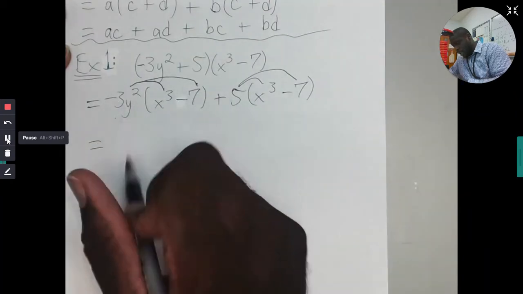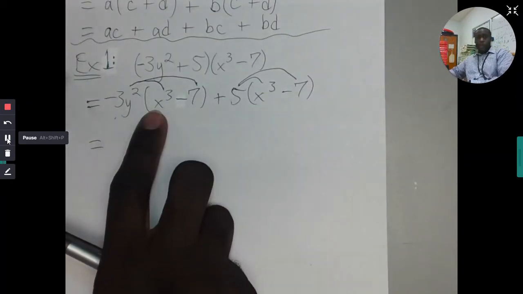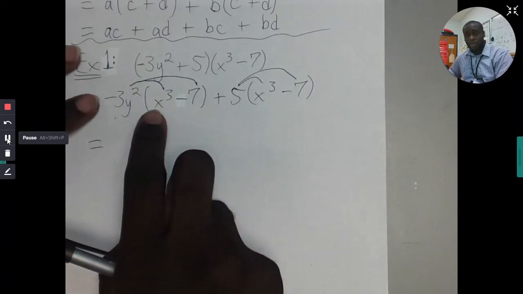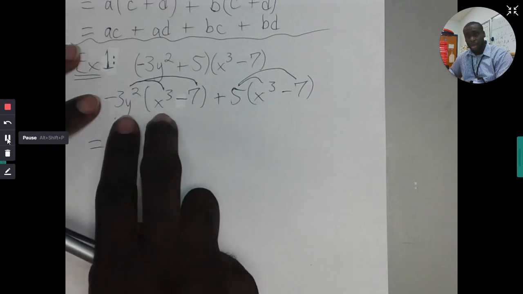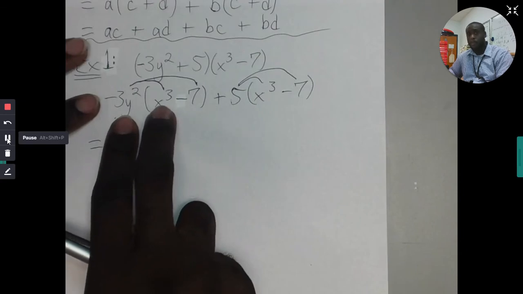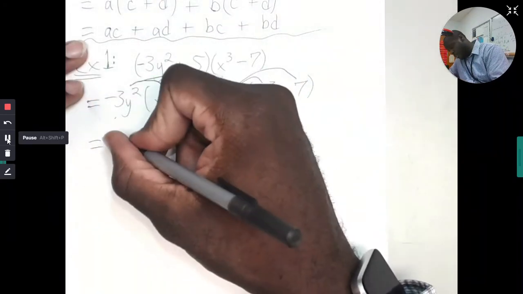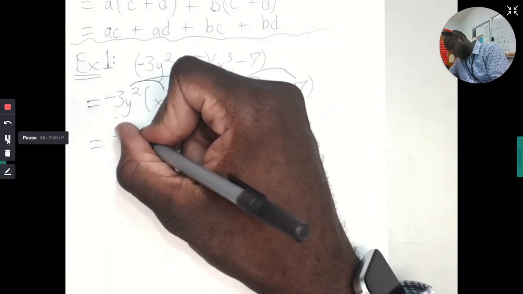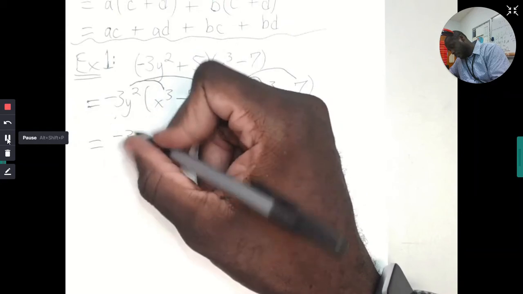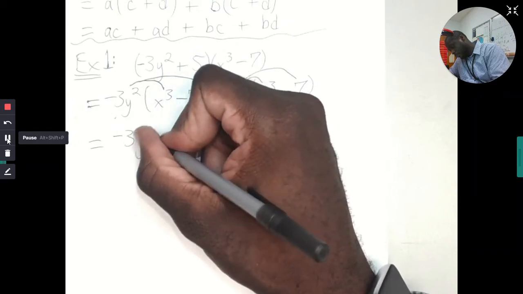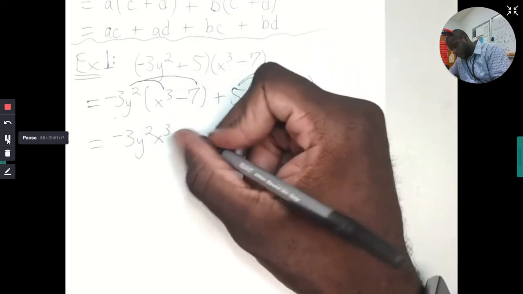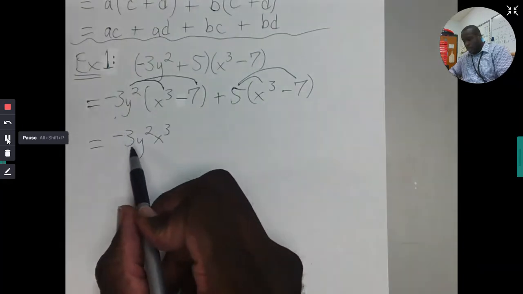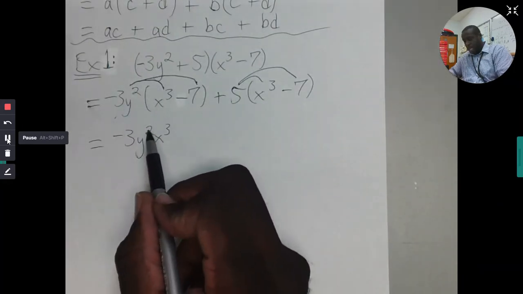So let's see. You guys remember what we do here? Remember that you multiply your coefficients, and if the bases are the same, you add the exponent. These two bases are not the same. Okay? So we just have to write them separately. Okay, so again, that would wind up being negative 3y squared x cubed.